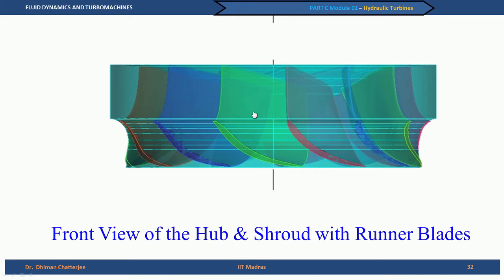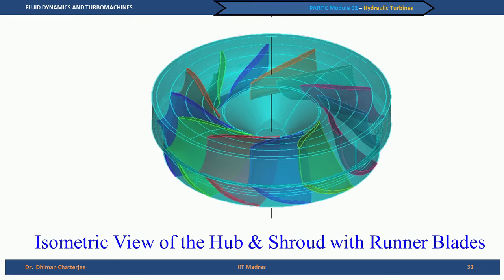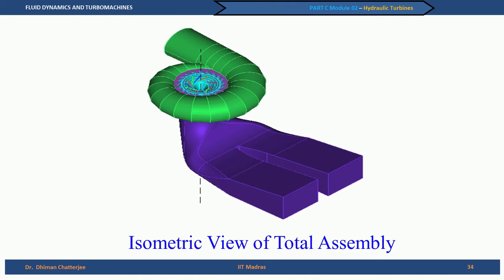We can still see only the inlet edge or the leading edge, and then this is the model which was taken in a photograph, and we can see how the actual model looks. Of course, you can compare it with the picture that we have shown here. This will be the picture if you make the hub transparent, and this is the final assembly.